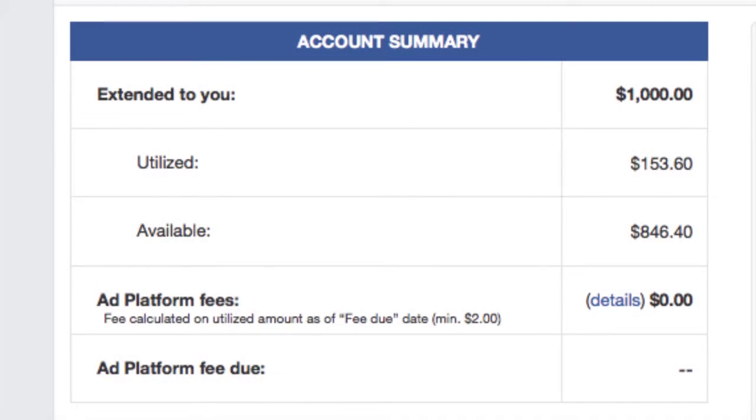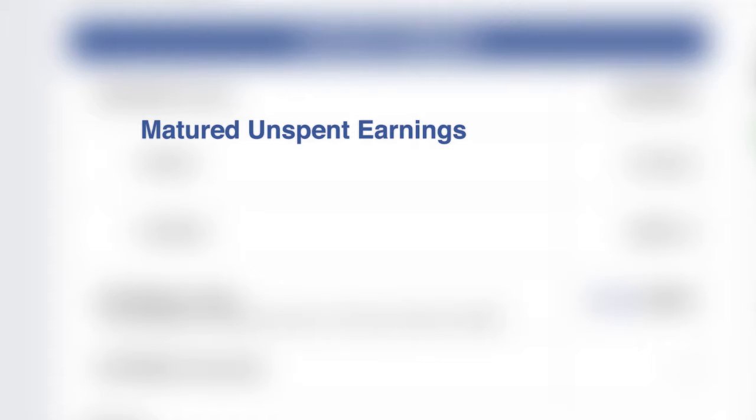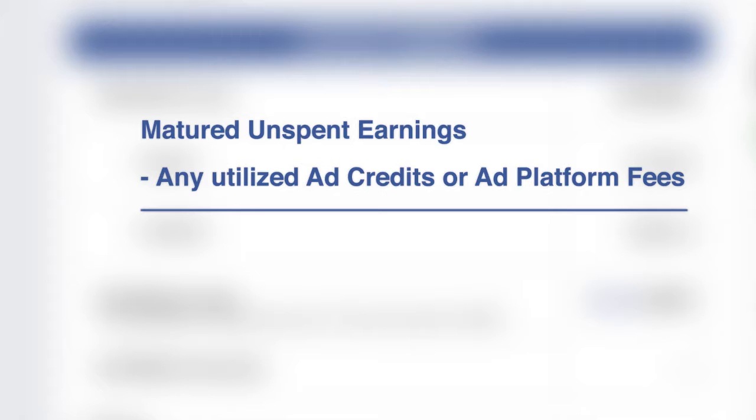If you're like most people, most of what you'll be able to cash out will be because of the ad credits that Empower extended to you. By the way, soon, in another video, we'll be covering everything you need to know about ad credits and ad platform fees, so don't worry if you're not familiar with some of the terms quite yet. Just know that ad credits were given to you so that you could start earning profits immediately when you first joined Empower. So, your 90-day or greater matured unspent earnings minus any utilized ad credits or ad platform fees equals your profits that you can cash out immediately.